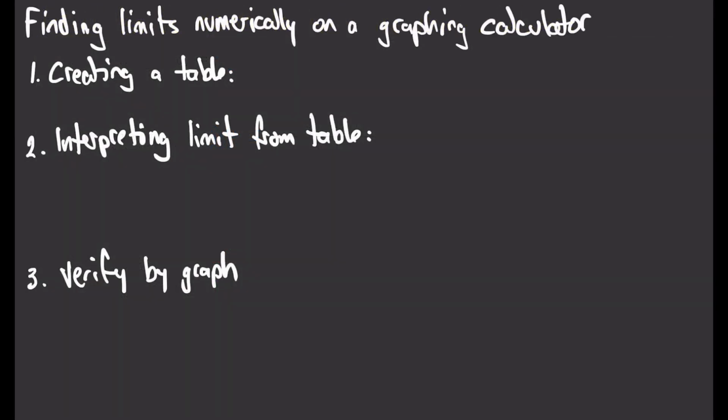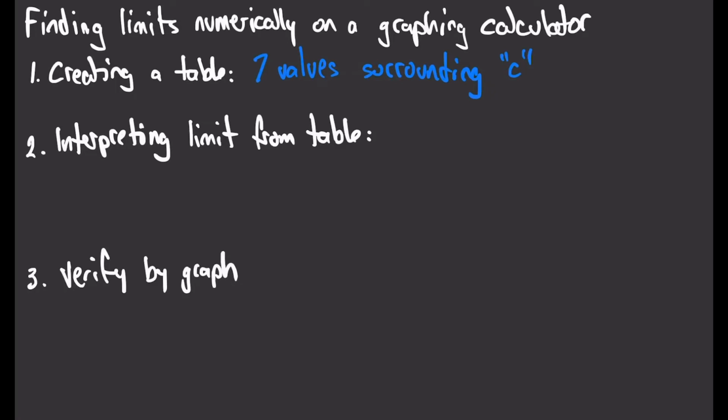Okay, what we're going to do next is find limits numerically on a graphing calculator. So we're not going to be using the graph itself, but rather the table. So first thing we need to do is create a table. We do that by getting 7 values surrounding C, whatever that constant is. So if I have to find the limit as x approaches 2, I'm going to have 3 values less than 2, 3 values more than 2.